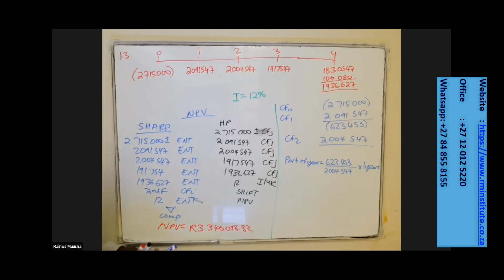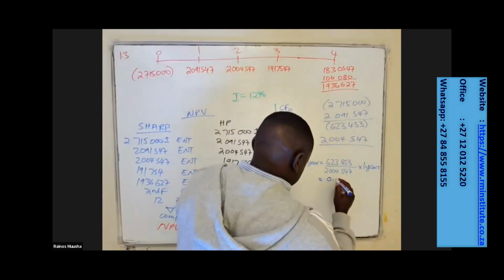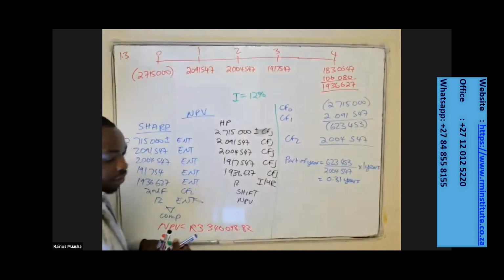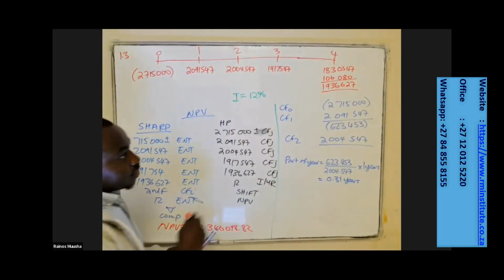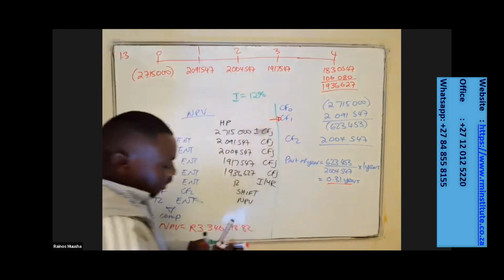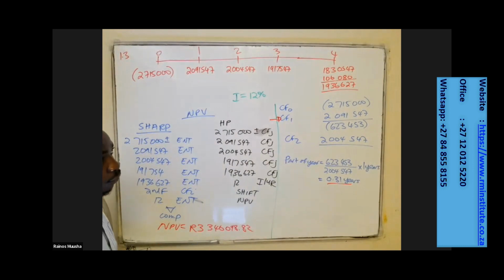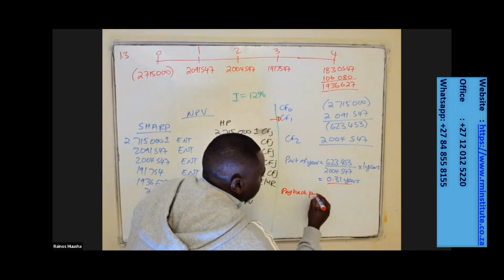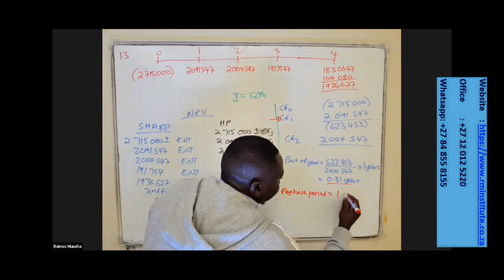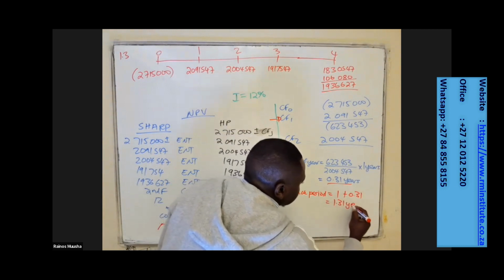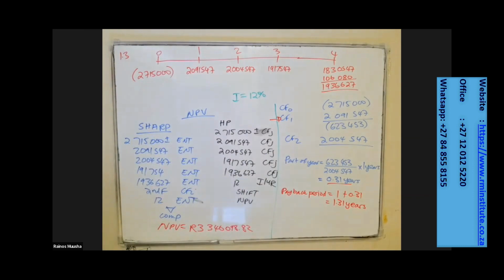So it will give you 0.31 years. So in the first year, it took you 1 full year, but then in the second year, it took you 0.31 years. So which means, therefore, the payback period is going to be 1 year plus 0.31, which is equal to 1.31 years. So this is your payback period. So your payback period in this case is equal to 1.31 years.